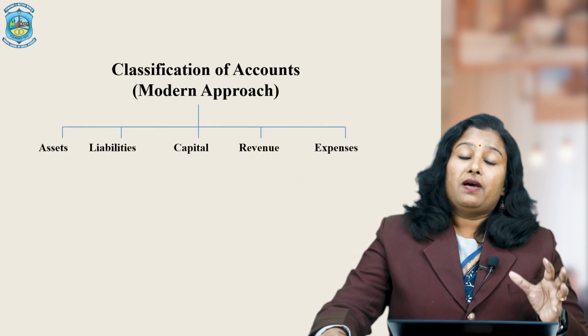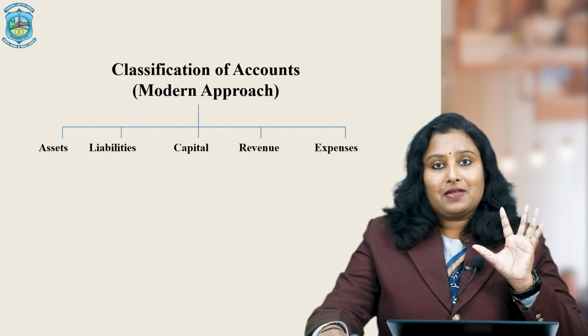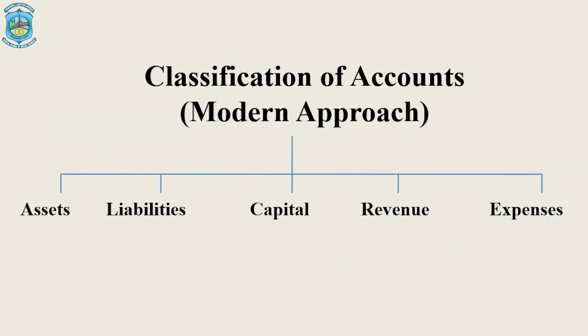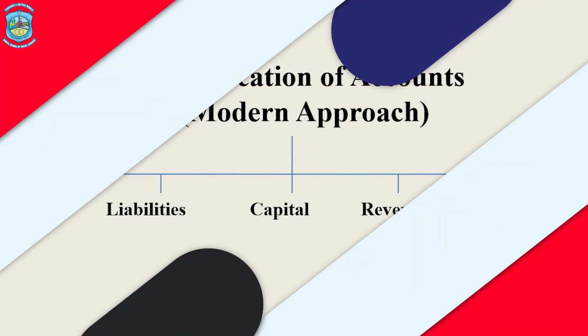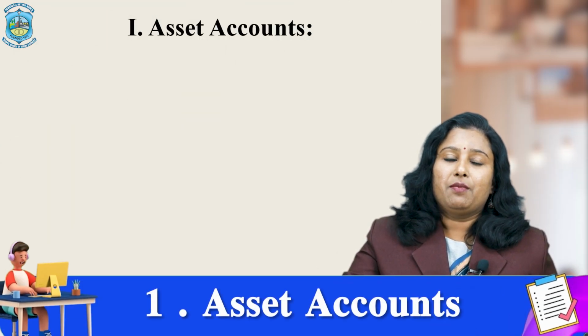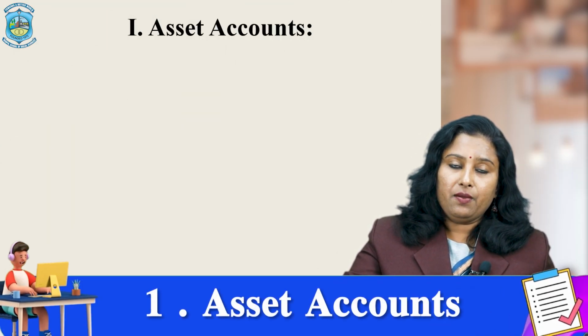To understand this approach well, we divide all the accounts into 5 categories. The first category is assets, the second is liabilities, the third is owner's equity or capital, the fourth is revenue, and the fifth is expenses. This is the easiest approach to understand and very easy to apply as well. Now, let us understand each of these accounts separately, one by one.